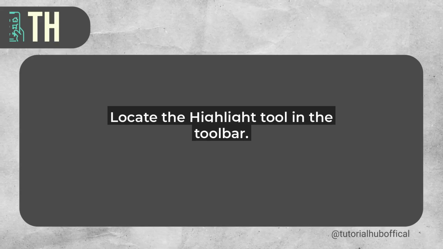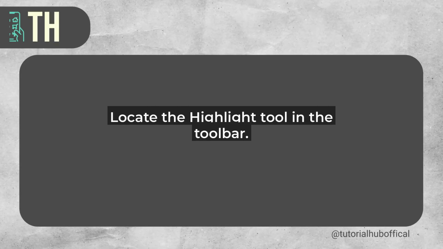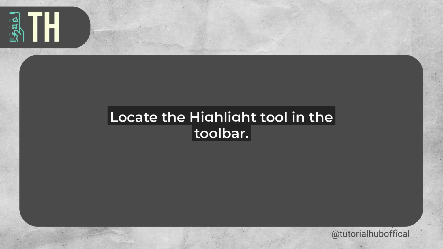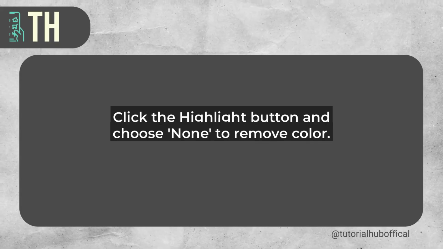Step 2. Select the highlighted text. Simply click and drag your cursor over the text that's highlighted. You'll see it get outlined, which means it's ready for editing.